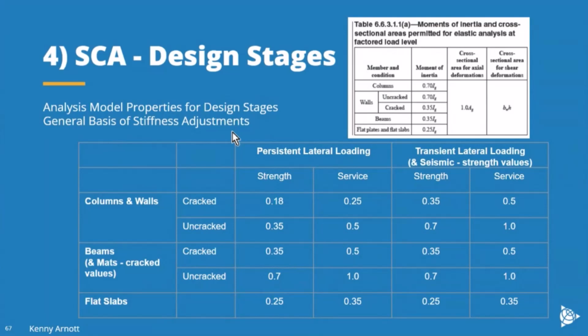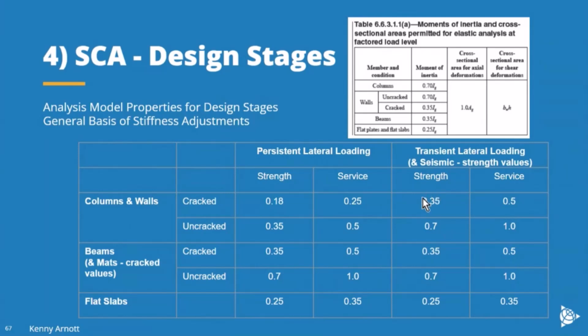So in TSD, we've actually got a wider range of properties than the ACI code suggests. We've got columns and walls, cracked and uncracked, beams and mats, beams and slabs, cracked and uncracked, and then we've got flat slabs. These are default factors. Now, if you look at the transient lateral loading strength condition, the factors here are matched to the ACI guide.